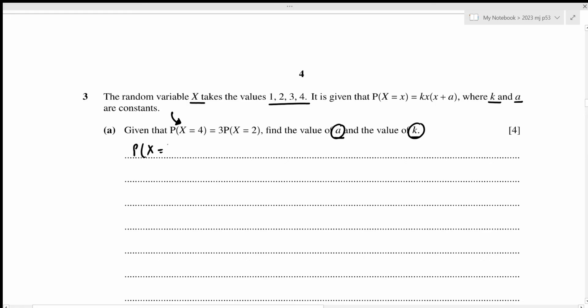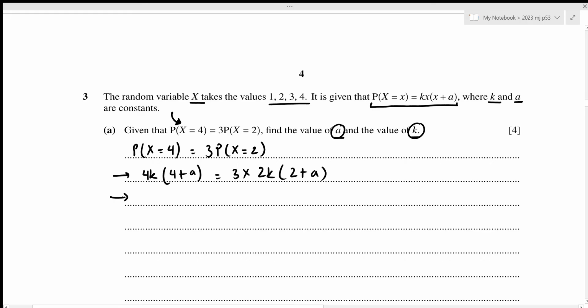So probability of x equals 4 should be equal to 3 times probability of x equals 2. Now if you substitute the value of x as 4 in this case, we get 4k(4 plus a) will be equal to 3 times. Let us now substitute the value for 2. So 2k(2 plus a). Okay, let's open the brackets. So that will be 16k plus 4ka will be equal to 3 times 2, 6 times 2, 12k, plus 3 times 2, 6 times 1, so 6ka.